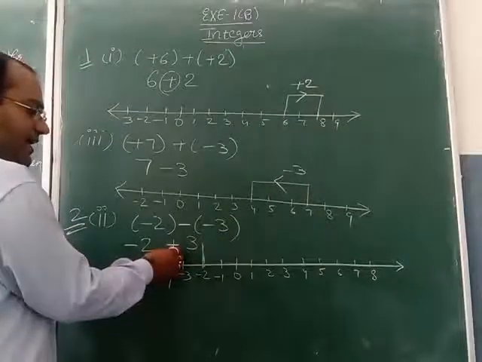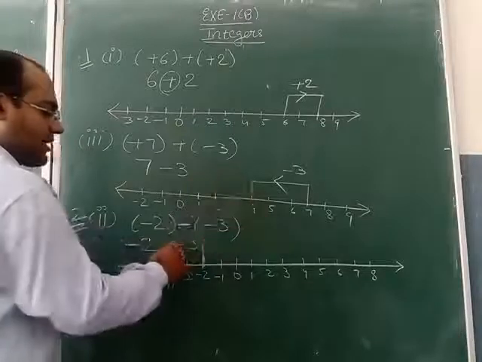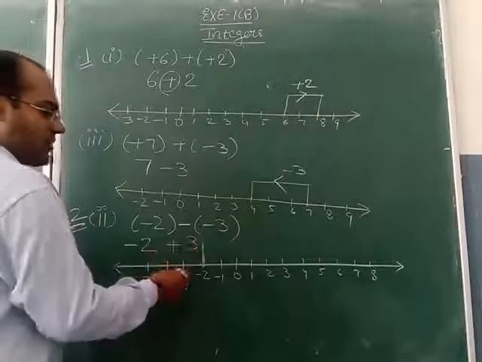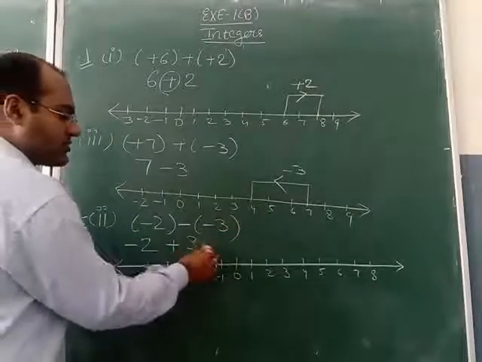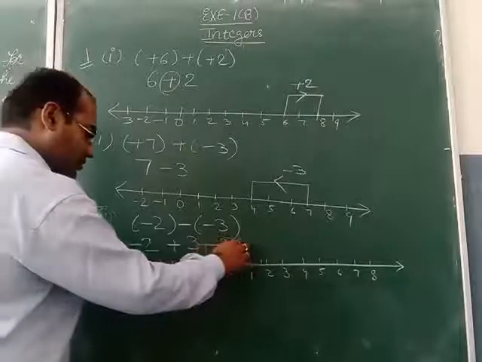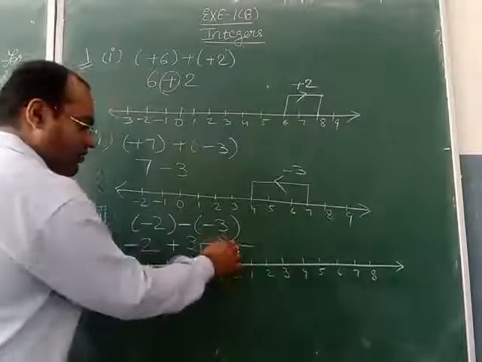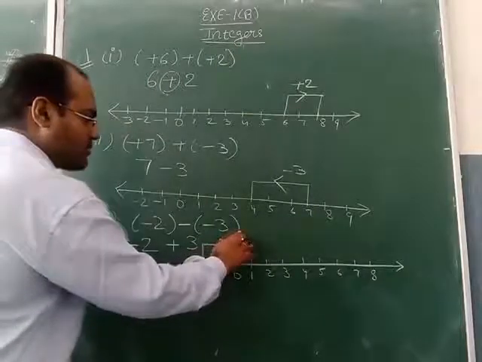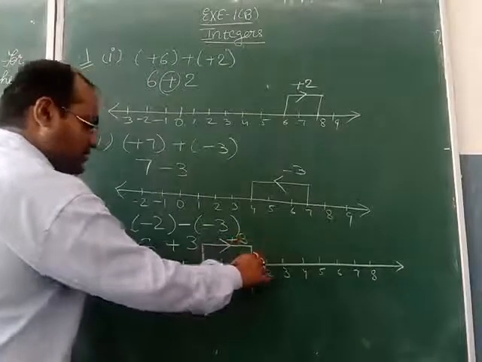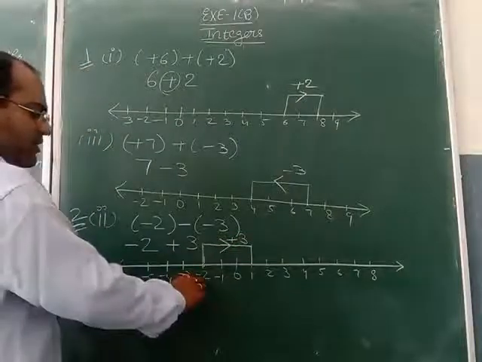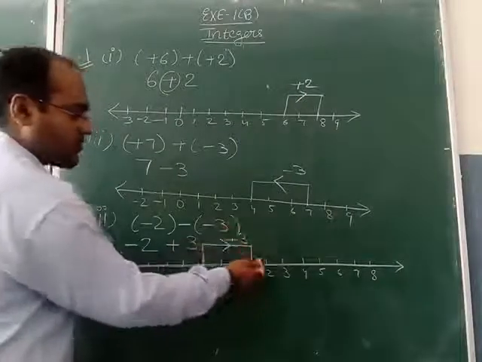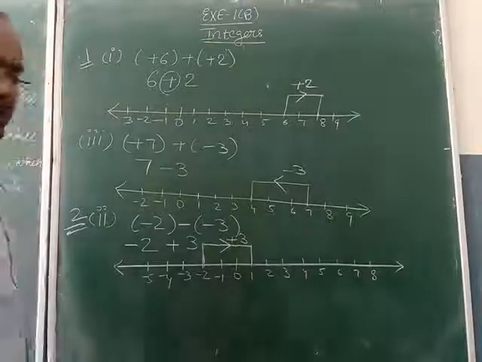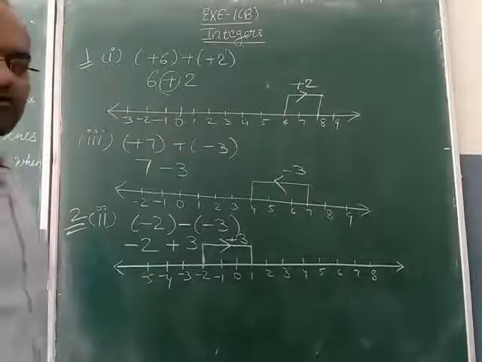Then we will add. Add means we have to go right side. Now +3 is coming. So we have to move 3 steps right. 1, 2, 3. After moving 3 steps to the right side, we will put an arrow and we will write here we are doing +3. The answer is, from -2 we are moving right side 3 steps. So the final answer is coming +1. So this is the number line for the second question, second part.